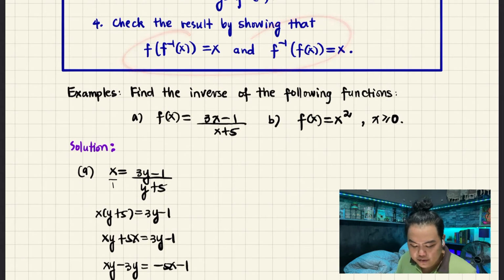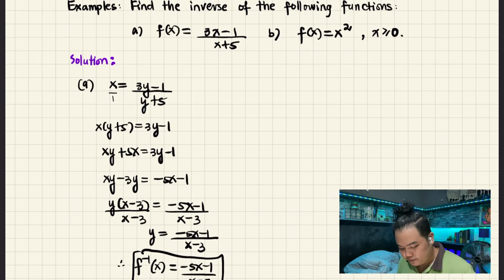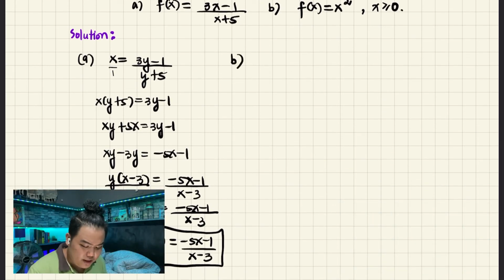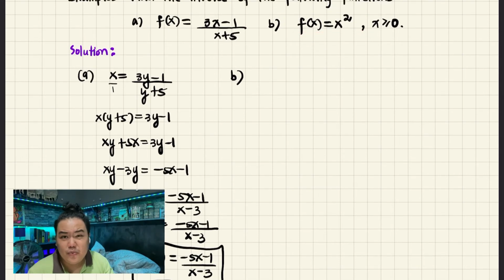Gagawin natin to sa letter B kasi medyo mahaba-haba yung A, no? Baka maubos yung oras natin. Okay, sa letter B, we have this function, f of x equal to x square. Sasabihin ninyo, ay, hindi naman one-to-one yung x square, sabi natin sa simula nung video. Pero, meron kasi itong restriction na x greater than or equal to 0. Ang ginagawa ng function mo, sa x, ini-square niya, pero valid lang daw yun kapag yung x mo ay greater than or equal to 0.